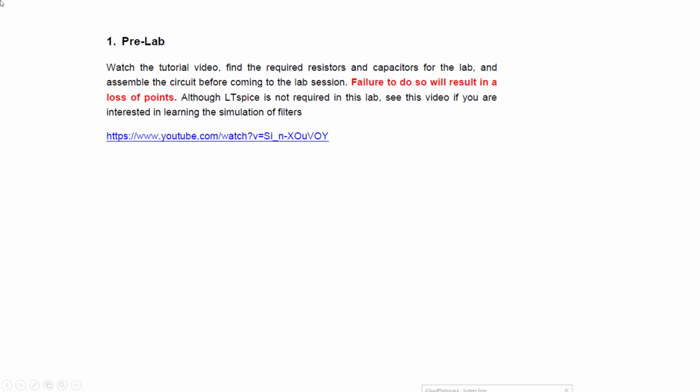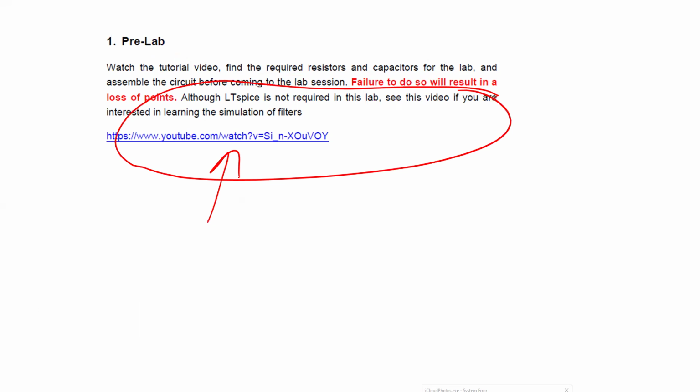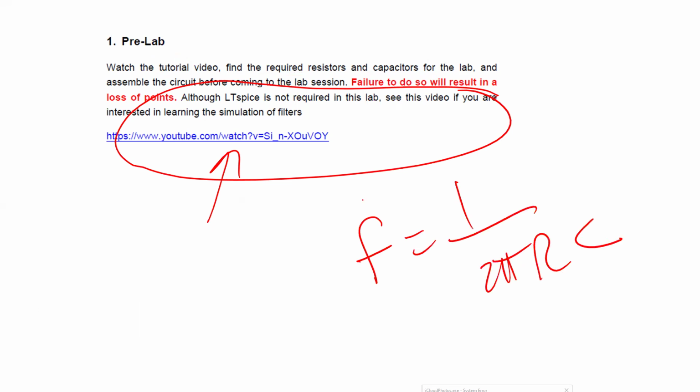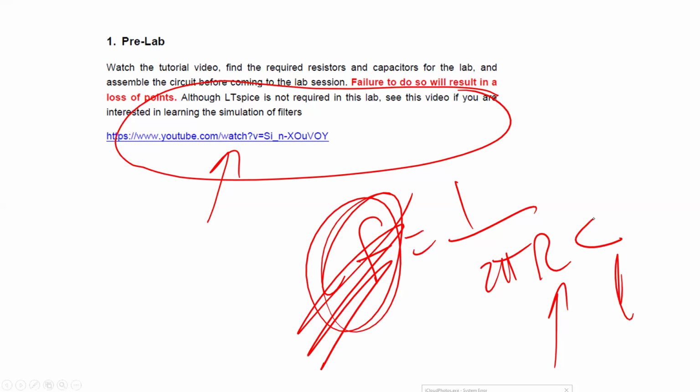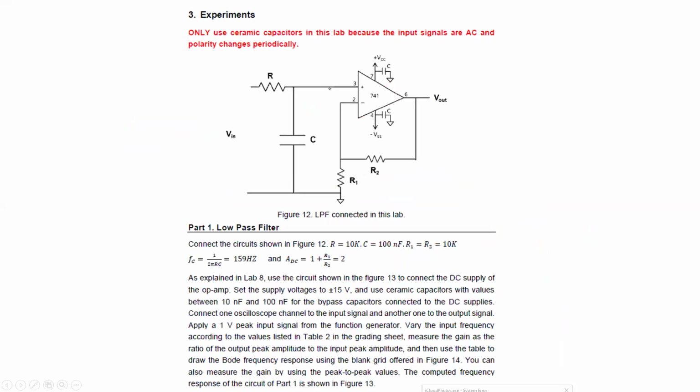However, if you are interested in learning how you can do LTspice for this circuit, I give you a link here, but I'm not gonna ask you to do all of that. Okay. So just because it's at the end of the semester, I'm not gonna even ask you to design. But the design should be easy because it's very simple: 1/2 pi RC. That's it. So for a certain cutoff frequency, you need to select some values for R and C. That's it. Okay.